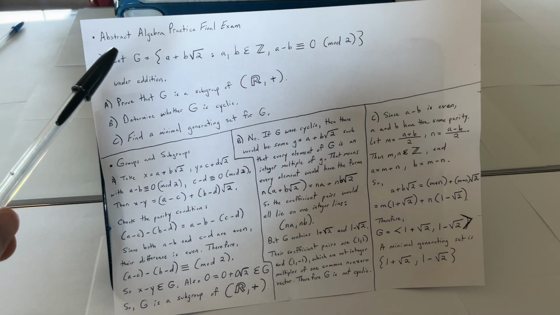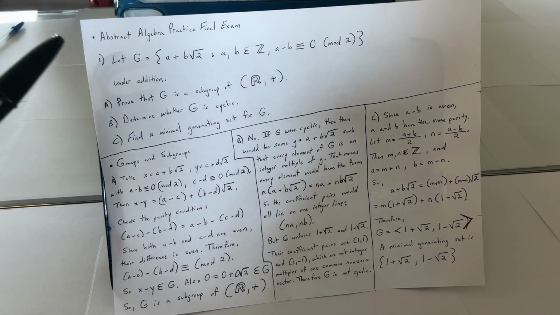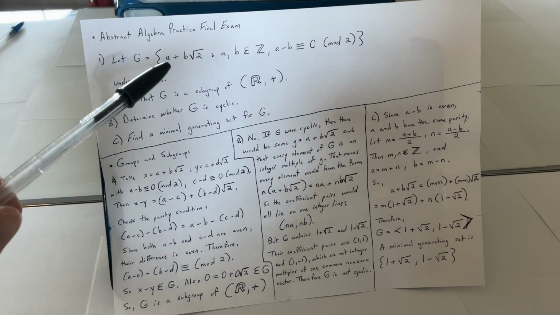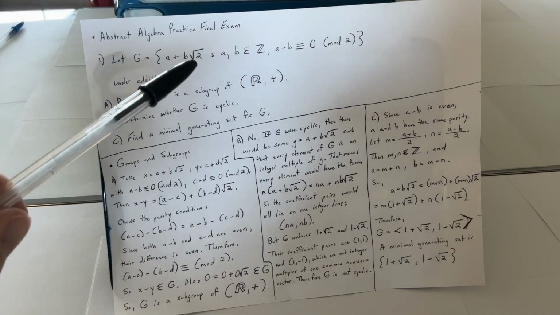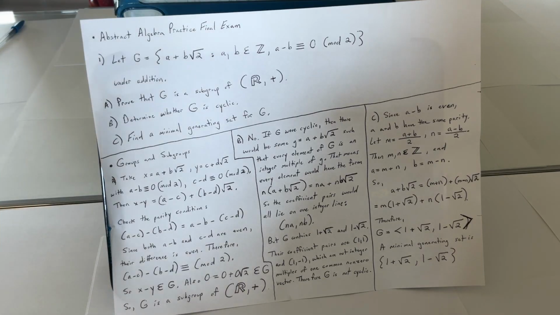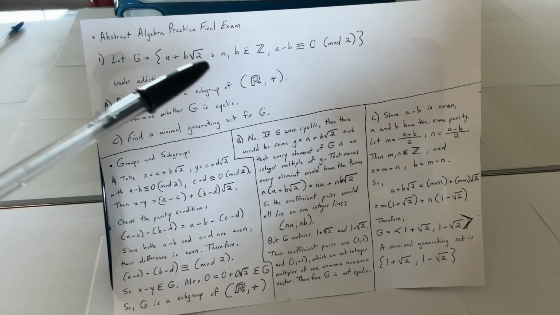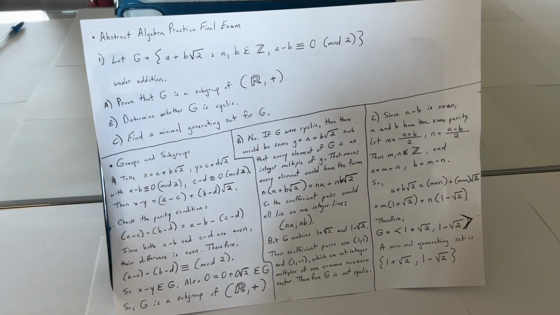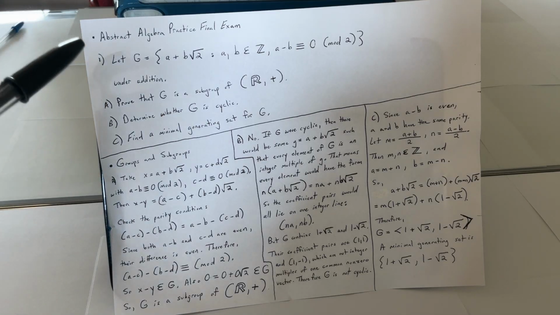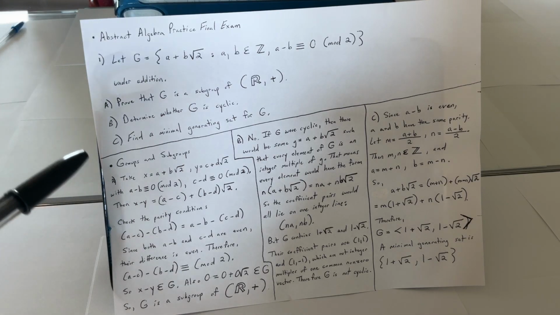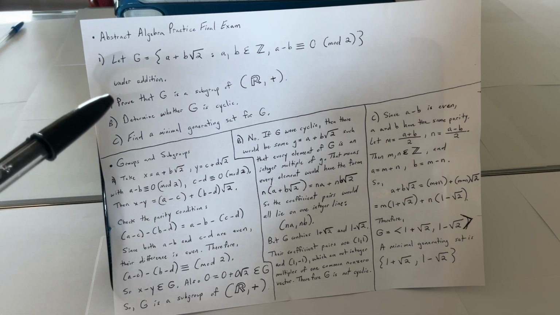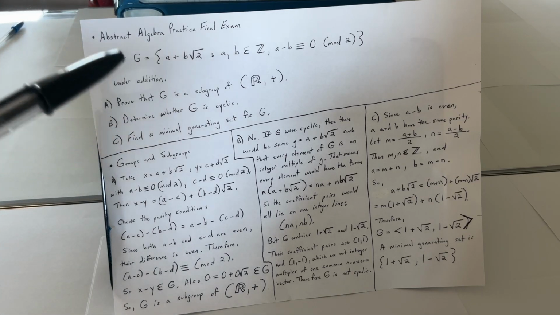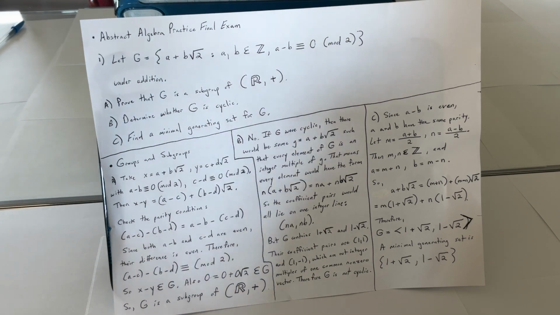So we have an abstract algebra practice final exam. Let's begin. Let G equal the following set of all a plus b square root of 2, where a and b belong to Z, a minus b congruent to 0 mod 2, under addition. Sorry about that. Groups and subgroups. Part A, prove that G is a subgroup of the real numbers under addition.